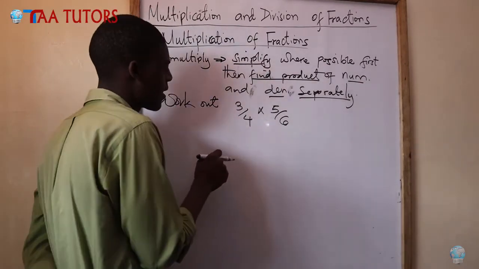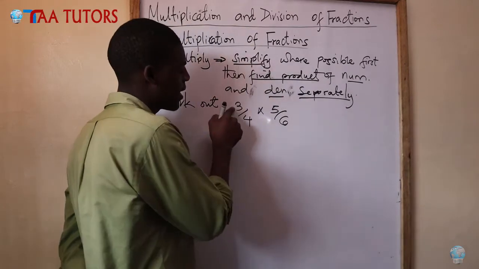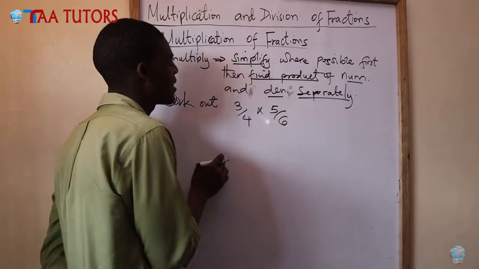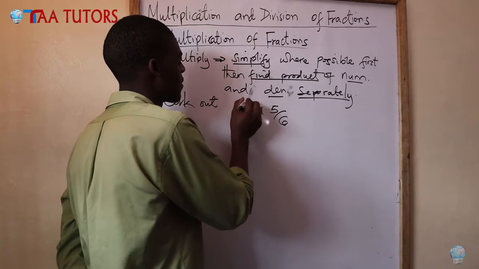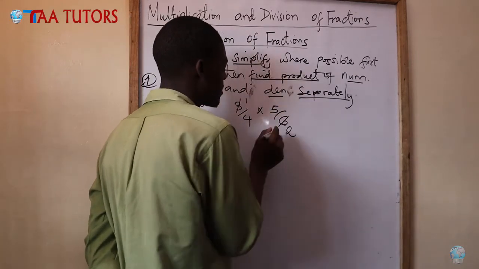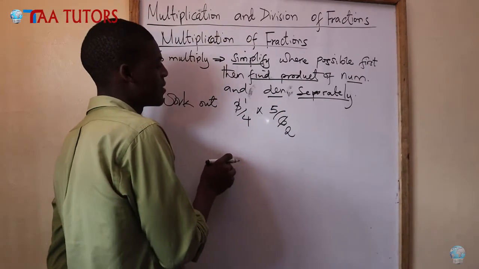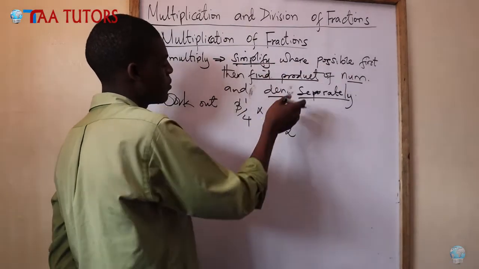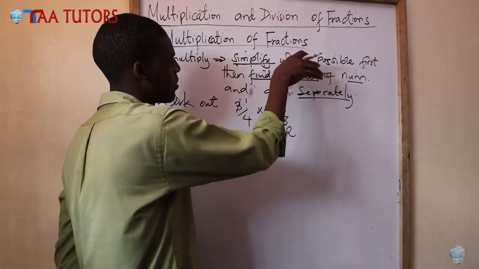We can see that 3 and 6 can be divided. Let us use 3 as the divisor so that we have 1. There the answer is 2. So we've simplified where possible. It is only 3 and 6 we can simplify.